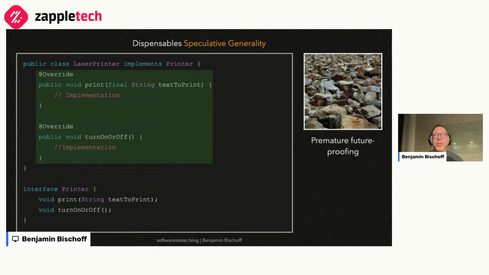This is premature future proofing, because it would make sense to only extract that interface as soon as you have another printer, another kind of printer, like an inkjet printer. But as long as you just have one, why have an interface? That just is something that I think is unnecessary.